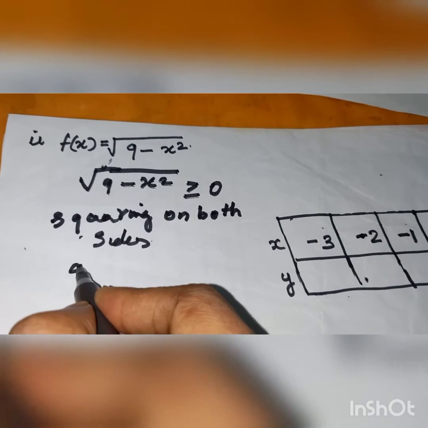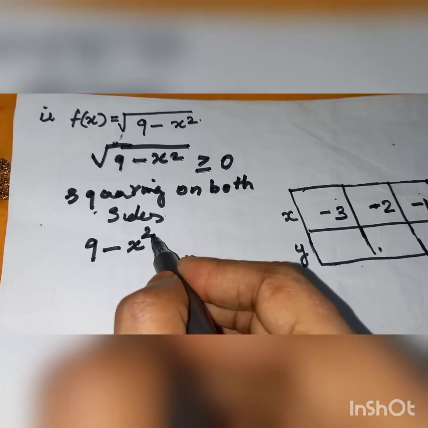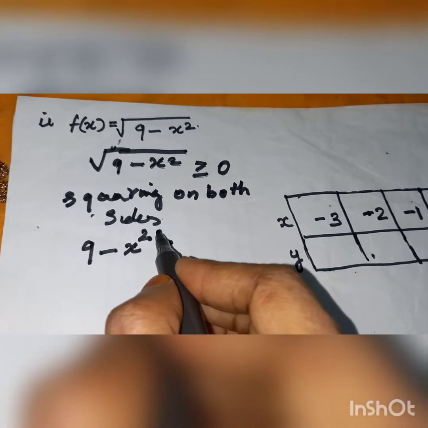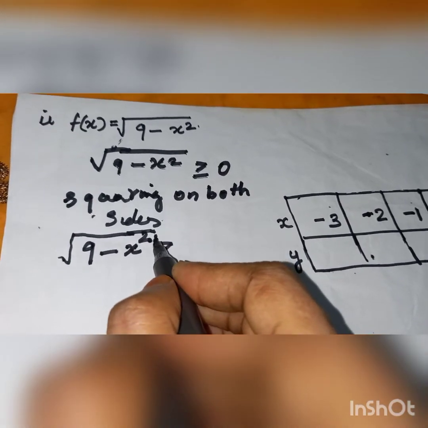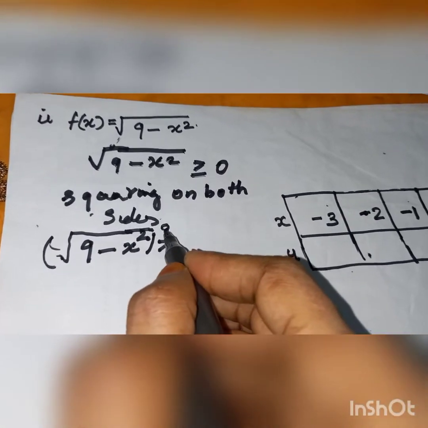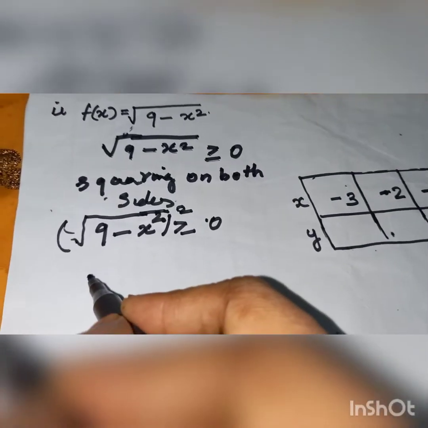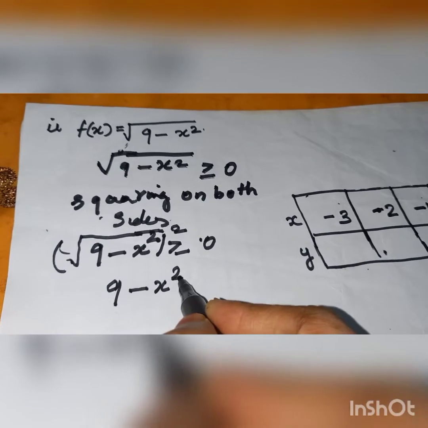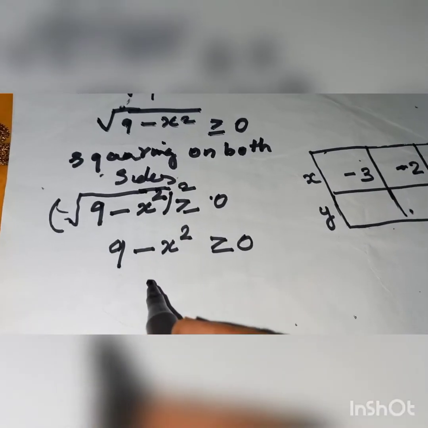We get 9 minus x square is greater than or equal to 0. Squaring on both sides, so we are squaring on both sides. After squaring, the root will be eliminated. So we get 9 minus x square is greater than or equal to 0. So next step, 9 minus x square greater than or equal to 0.